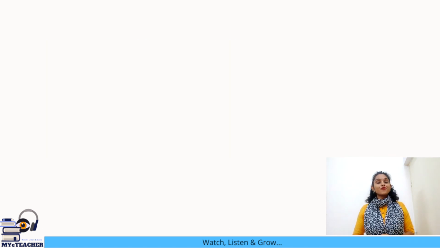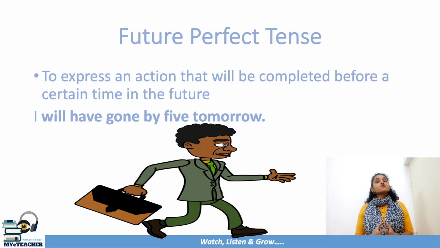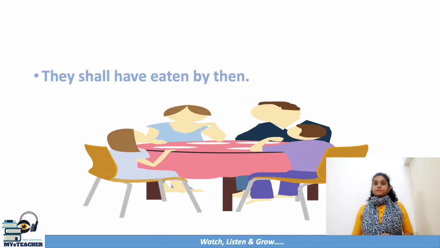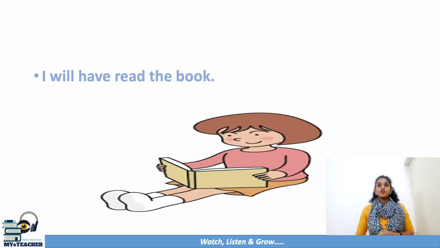Let's now move on to future perfect tense. It is used to express that an action will be completed before a certain period of time in the future. For example, I will have gone by 5 tomorrow. Before 5 o'clock tomorrow, the action of going will have completed. Let's look at another example. They shall have eaten by then. So, the time we are talking about, the action of eating will be completed by then. I will have read the book. So, the time we are talking about, the action of reading would have been completed.